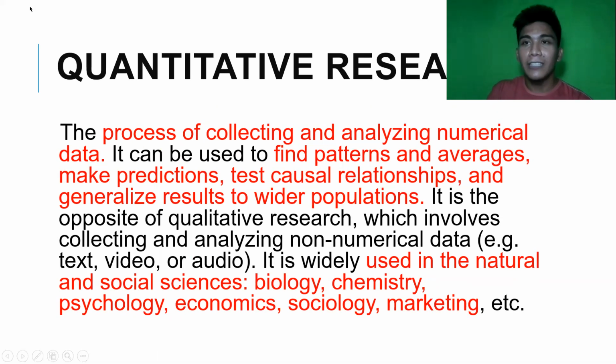When we say quantitative research, it is the process of collecting and analyzing numerical data. So, quantitative means numbers. It can be used to find patterns and averages, make predictions, test causal relationships, and generalize results to wider populations. It is the opposite of qualitative research, which involves collecting and analyzing non-numerical data, for example, text, video, and audio. It is widely used in the natural and social sciences: biology, chemistry, psychology, economics, sociology, marketing, etc. So basically, qualitative is description, quantitative is more on numbers.